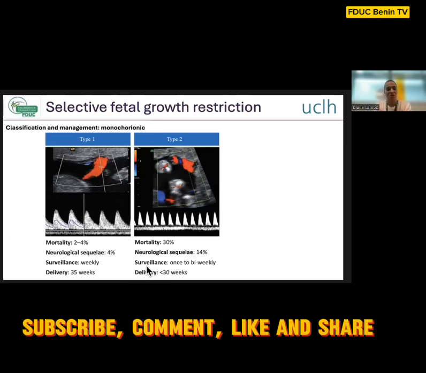And because the risk of mortality here is quite high, the risk of deterioration here is quite high, we recommend that rather than scanning them weekly, possibly you need to scan them a little bit more frequently, but of course this is going to be a case-by-case basis. So once to twice weekly is really the duration at which we tend to scan them, with the view that we deliver these babies prior to 30 weeks because of the high risk of mortality.